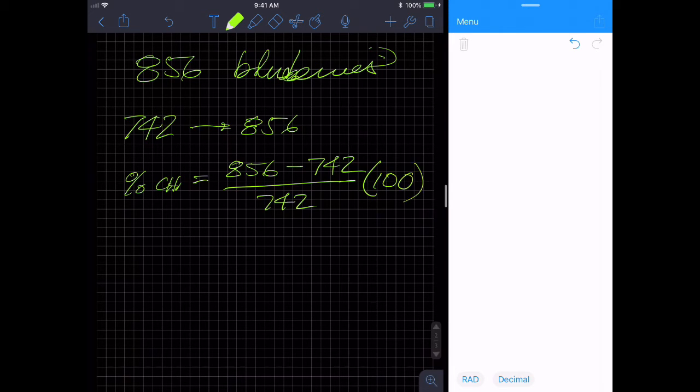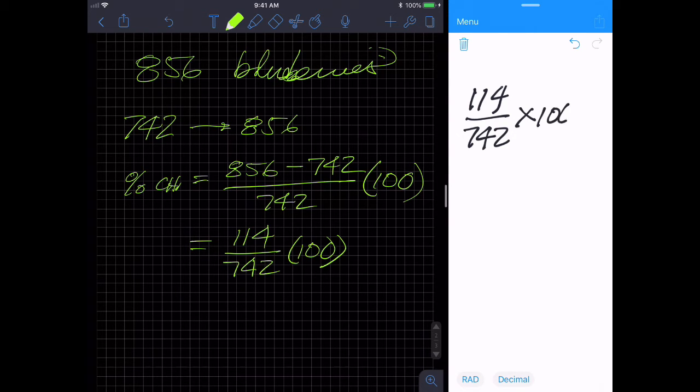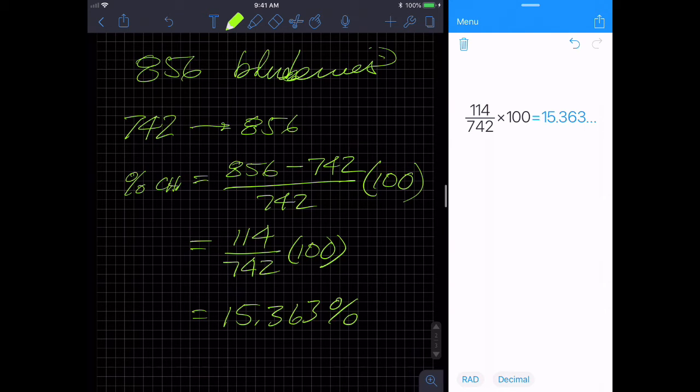And now we know why we need to multiply that by 100, so we can reflect the value as a percent. And so 856 minus 742 is 114, divided by 742, times 100. Let's see if it does this correctly. Equals, notice how the number is positive, 15.363% increase. Okay, so you're always going to have to tell me increase or decrease, right?